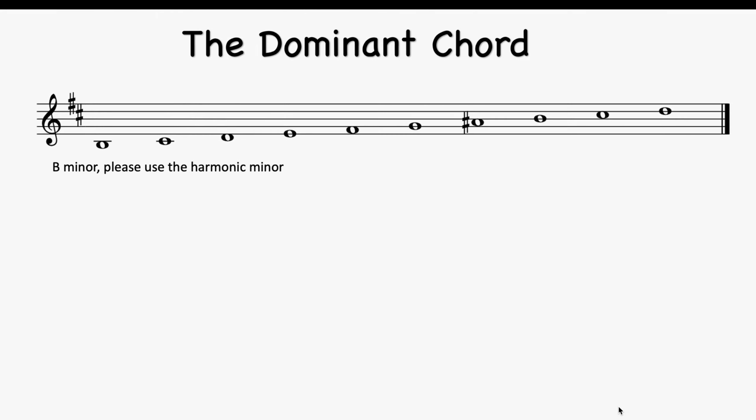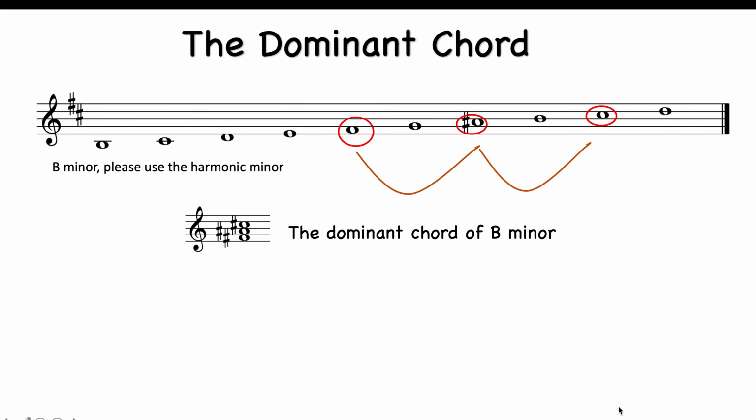Let's do a dominant chord in a minor scale. When we're building the dominant chord in a minor scale, we always use the harmonic minor. So let's say we're in the key of B minor. We start with the dominant note, which is F sharp, and then we just skip, and then we just skip again. And the chord that we get is F sharp, A sharp, and C sharp. So this is the dominant chord of B minor.